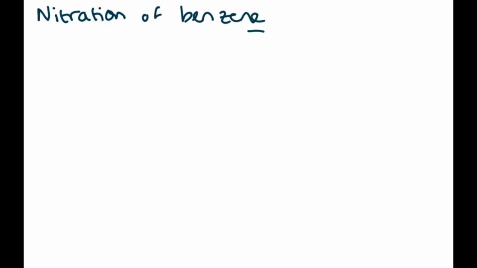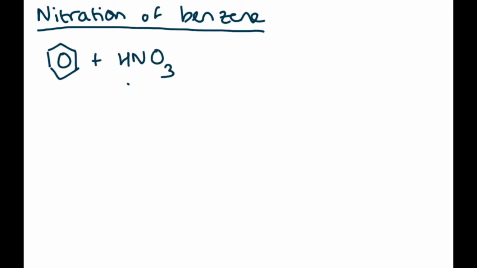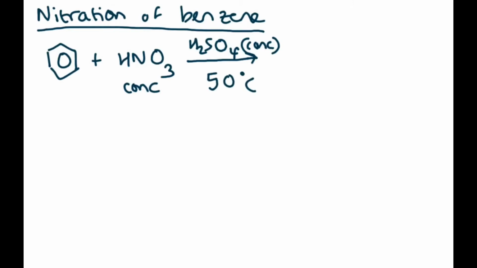Okay, the last reaction is the nitration of benzene. This is one of the most popular reactions when you're talking about the reaction of benzene. So we'll do the balanced chemical equation first. You take your benzene, you take nitric acid. It is supposed to be concentrated nitric acid. You've got a catalyst, which is sulfuric acid, and again it is concentrated, and the temperature is 50 degrees. So we're putting these conditions over the arrow, right? And then you have got your product, which is nitrobenzene.